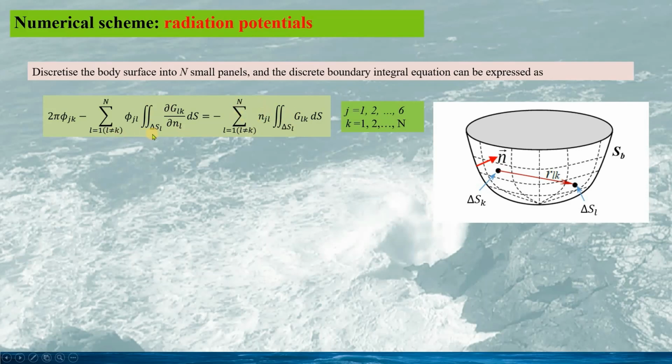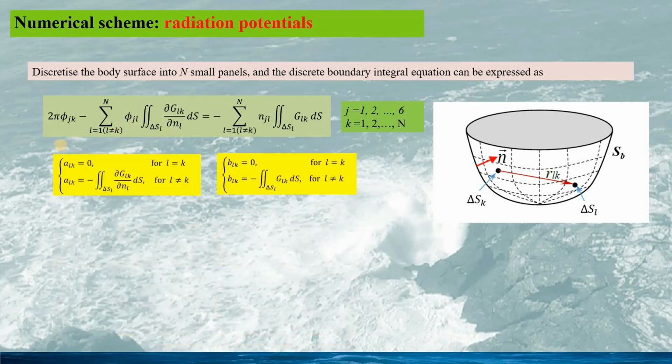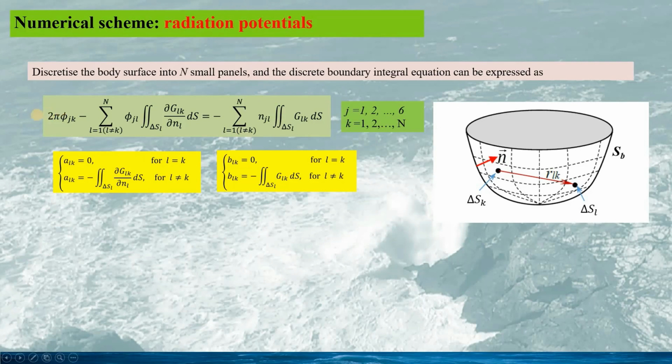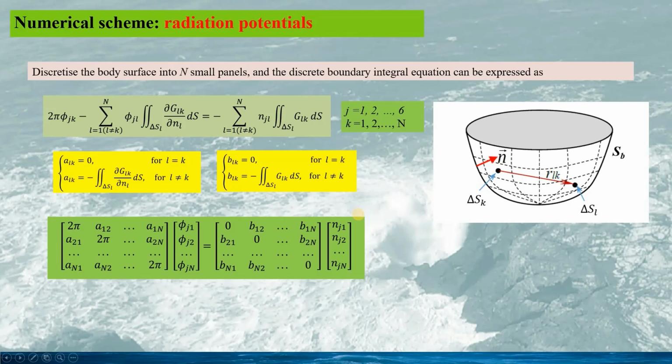Here, we notice the summations are for l equals 1 to n, but not equal to k. And if we define the coefficient A_lk as these formulas and B_lk as these formulas, then we can build the simultaneous equation for the radiation problem given as this. This simultaneous equation can be used for solving the radiation potential phi j.